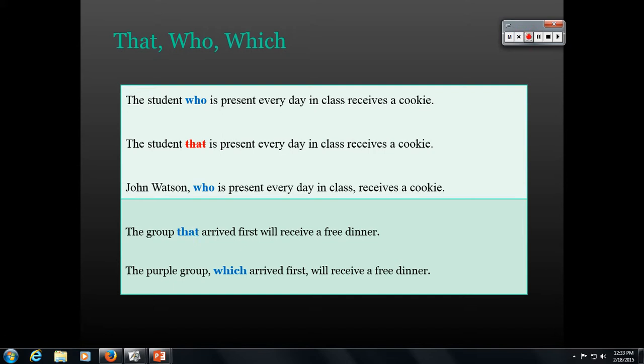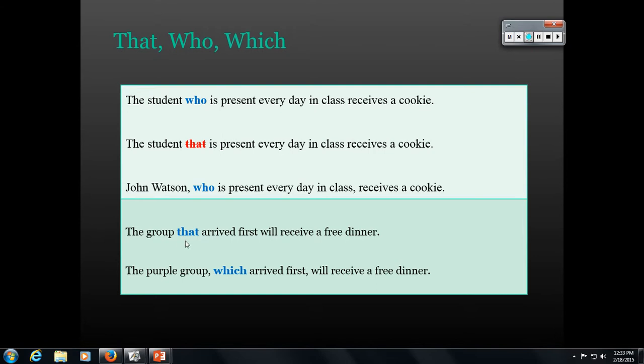Okay? Now, if it is non-essential, the purple group, which arrived first, will receive a dinner. Apparently, there is no other criteria than being a purple group. So it's not necessary for us to know that it arrived first. This which arrived first is also a relative clause, or a dependent clause that starts with a relative pronoun. And because it is not essential or a criteria for receiving a free dinner, this is non-essential information, and we offset it with commas.